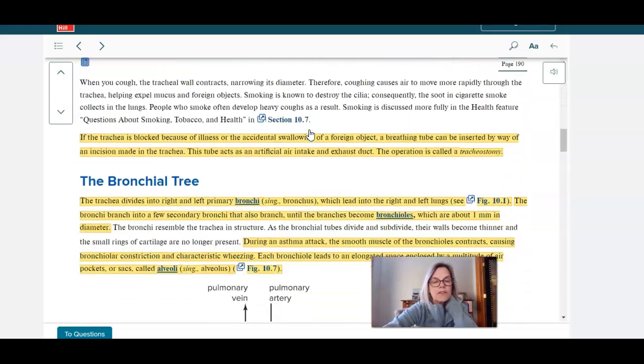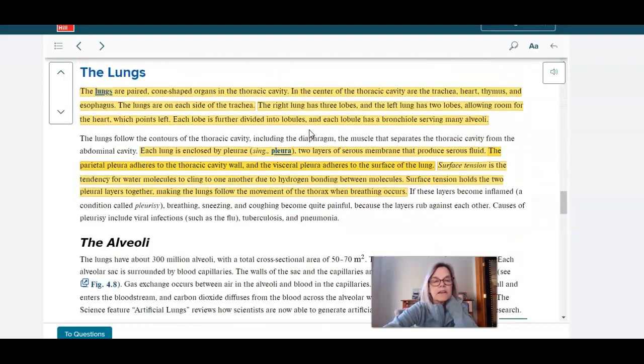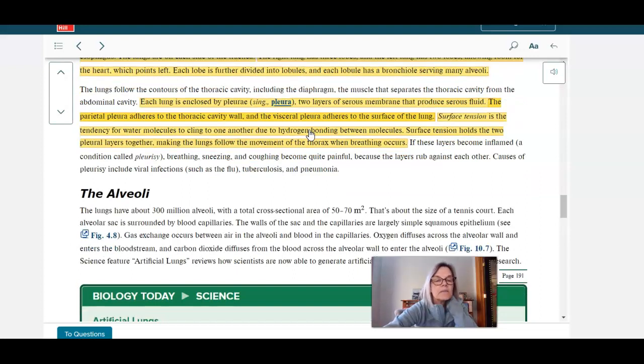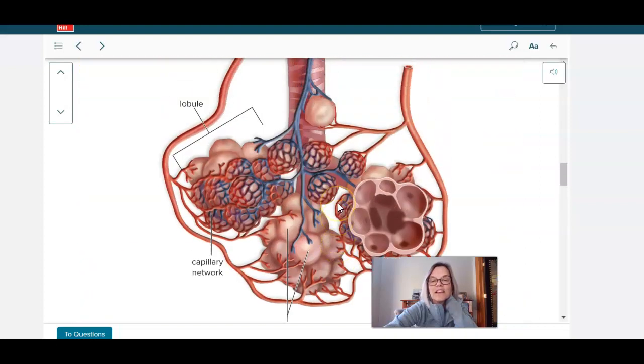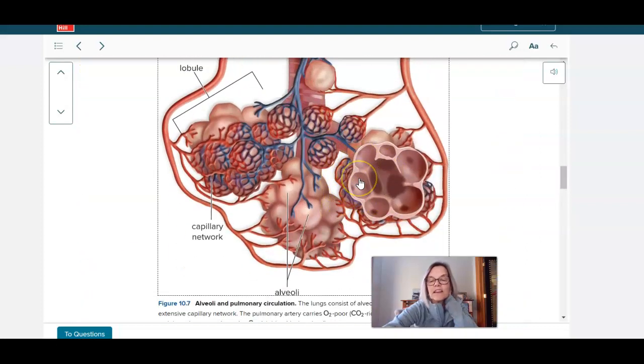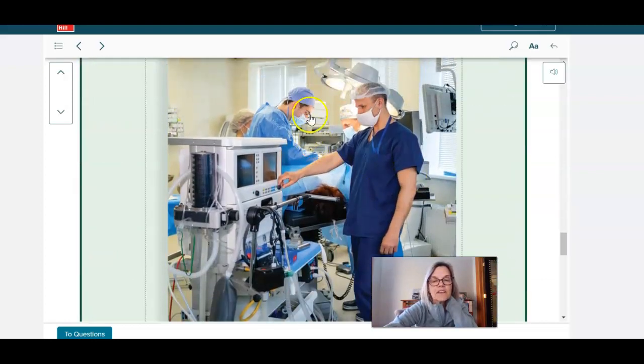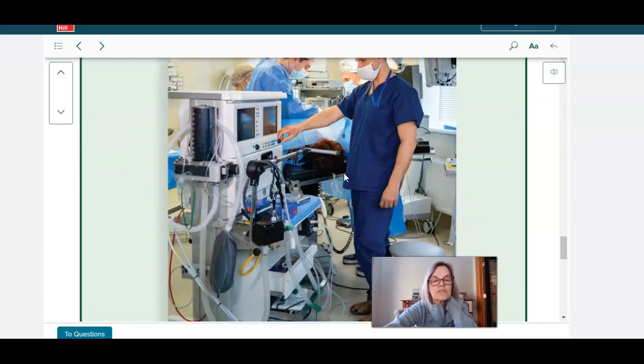Back to section 10.3. Let's see what we got. We got the lungs. I always like this one. It says if you take all the alveoli in the lungs, I'd say the lungs have about 300 million alveoli, and if you flattened these little air sacs out and laid them all down, you'd have the size of a tennis court in your lungs. So lots of surface area in order to get that exchange of oxygen and gas with the cardiovascular system. This is an interesting article on artificial lungs, so you might want to look at that.